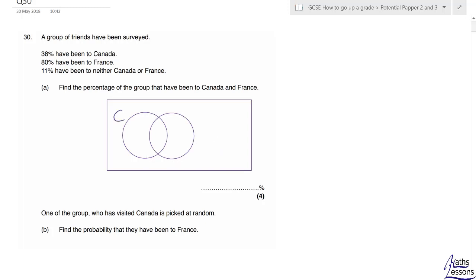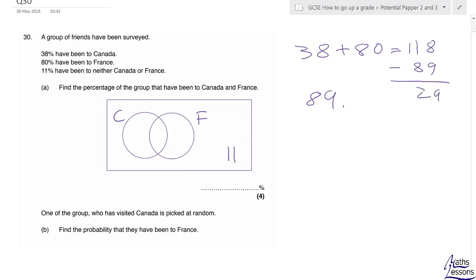So we've got Canada and we've got France. 38% have been to Canada, 80% to France, 11 have been to neither. So we know 11's here. So we know what's going in here must add up to 89. But we've got 38 to Canada and 80 to France. Now 38 plus 80 is equal to 118. So the overlap must be 118 minus 89. So that's going to be 11 plus 18. So that's going to be what? 28, 29. So the middle here is going to be 29%.